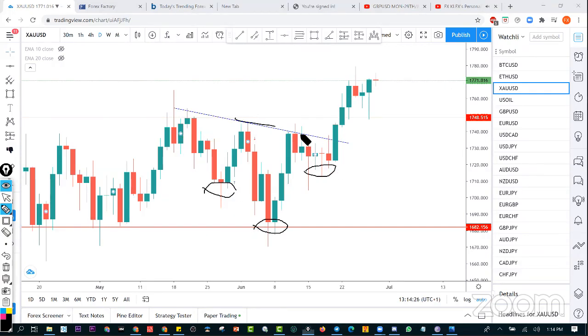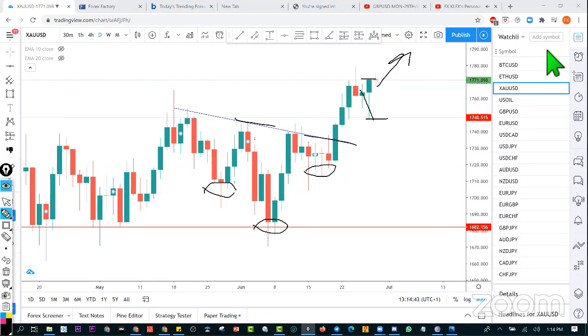Price broke the neckline with a strong bullish bar, and then we can see price made a retest, price carved a bullish engulfing bar. So don't be surprised if the price of gold actually hits 1,800 this week. So these are the currency pairs. These are the markets I'm watching out for on my chart.